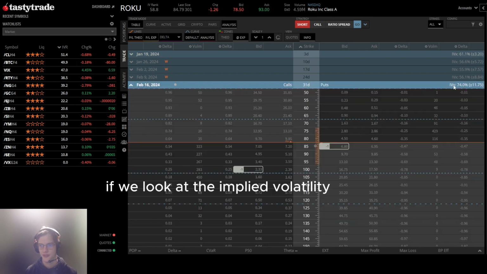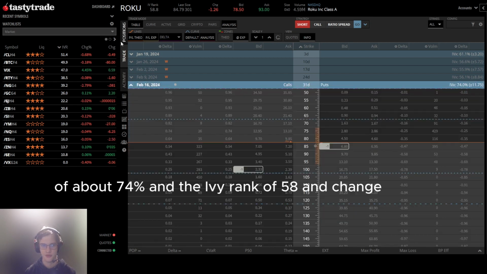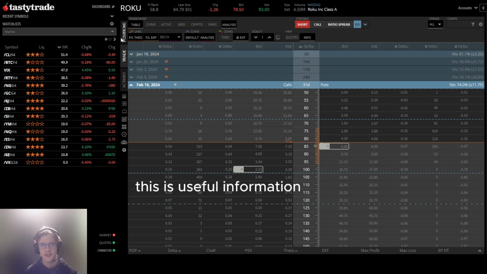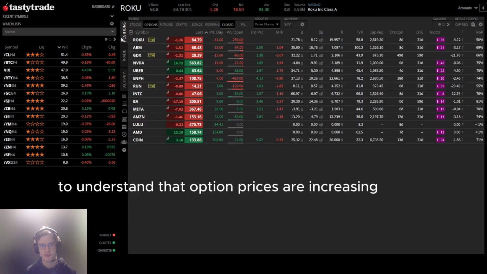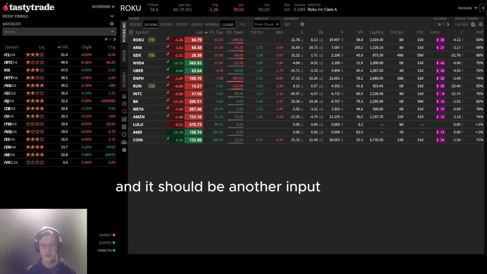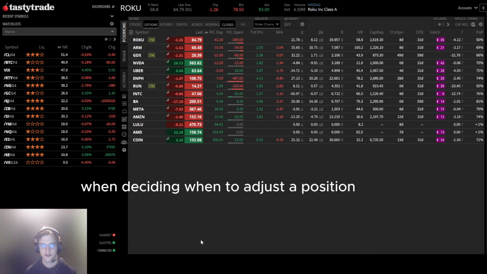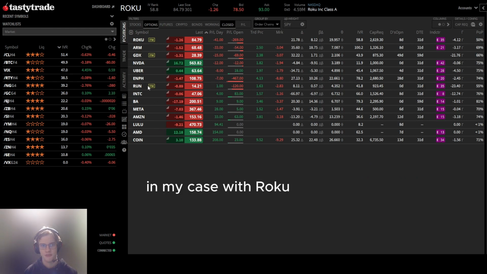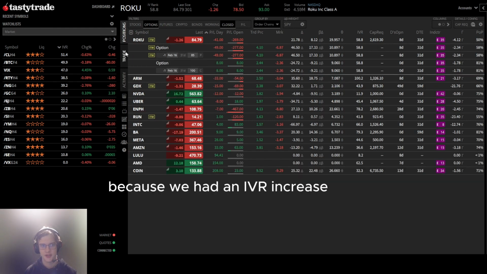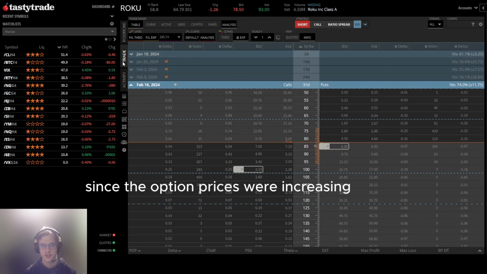If we look at the implied volatility of about 74% and the IV rank of 58 and change, this is useful information to understand that option prices are increasing, and it should be another input when deciding when to adjust a position. In my case with Roku, because we had an IVR increase, I decided that an adjustment would not only reduce my directional risk on the trade, but also allow myself to collect advantageous premium since the option prices were increasing.